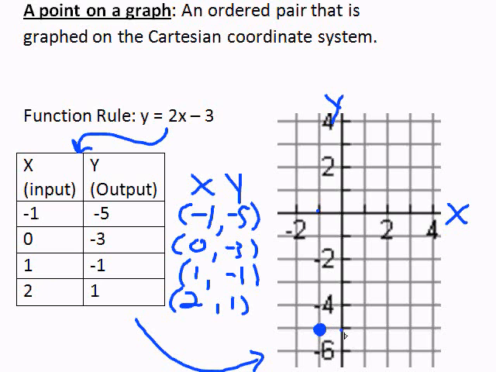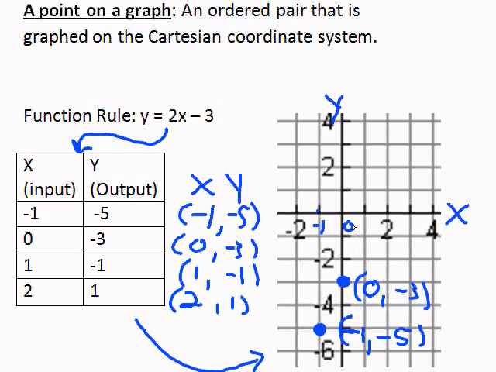This is our point, -1, -5, because it is the intersection of where x is -1 and y is -5. Let's try another one. 0, -3. The x value is going to be 0. So this is -2, -1, 0. So x is right here. Y is -3. So we go down 1, 2, 3. And here we have 0, -3.